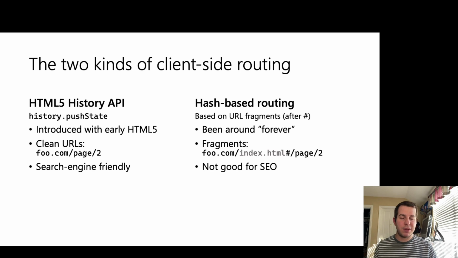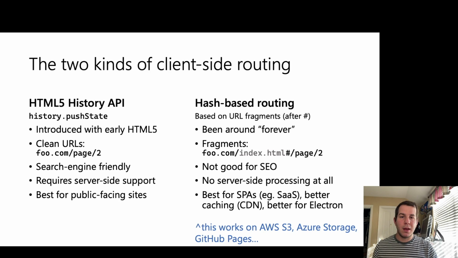Like I said, with hash-based routing, the URLs look a little bit less nice. In fact, you have something like foo.com/pound/page/2, which doesn't sound as nice. They're also not really good for SEO because search engines like, for example, Google or Bing cannot really index these pages properly. So if they're so bad, why are we still talking about them?